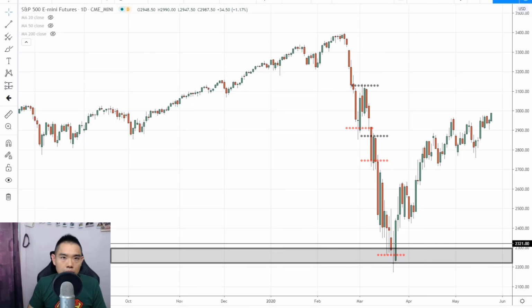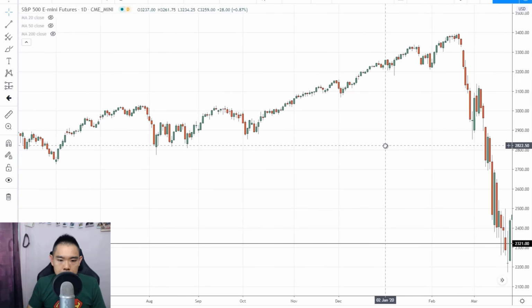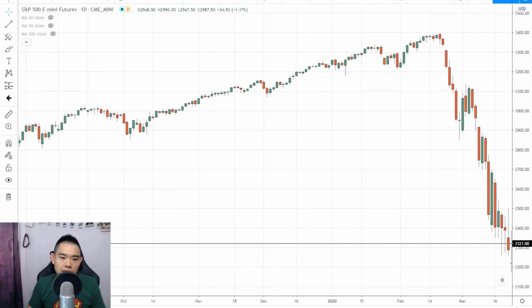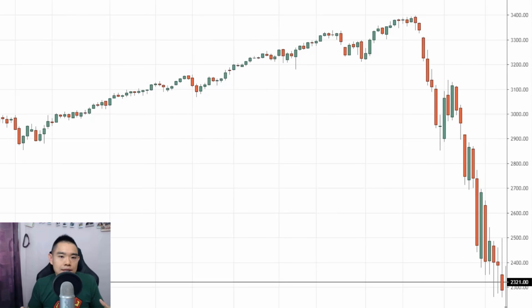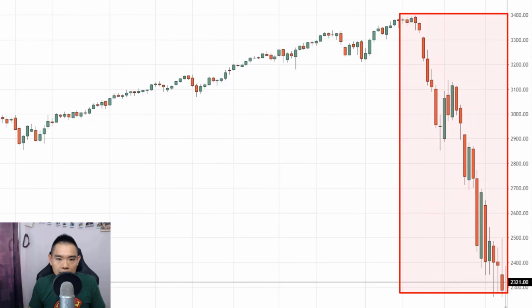So at this point, you can see clearly that the sellers are in control. They're just pushing the price lower, making a series of lower highs and lower lows. So now, a break of structure means that the price has invalidated this existing market structure. So this market structure right now is making a series of lower highs and lower lows. And to break it, you need to make a series of higher high and higher low. And this is what happened.